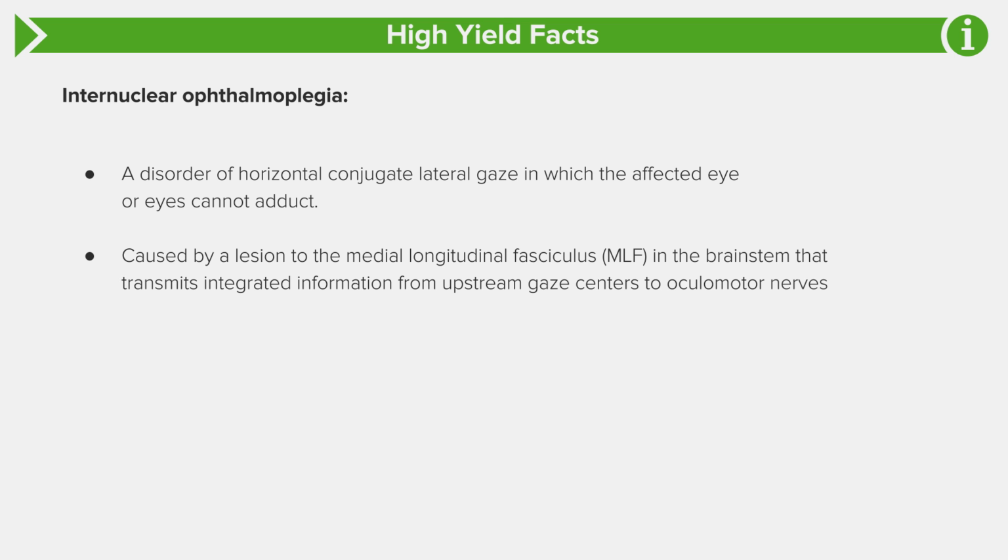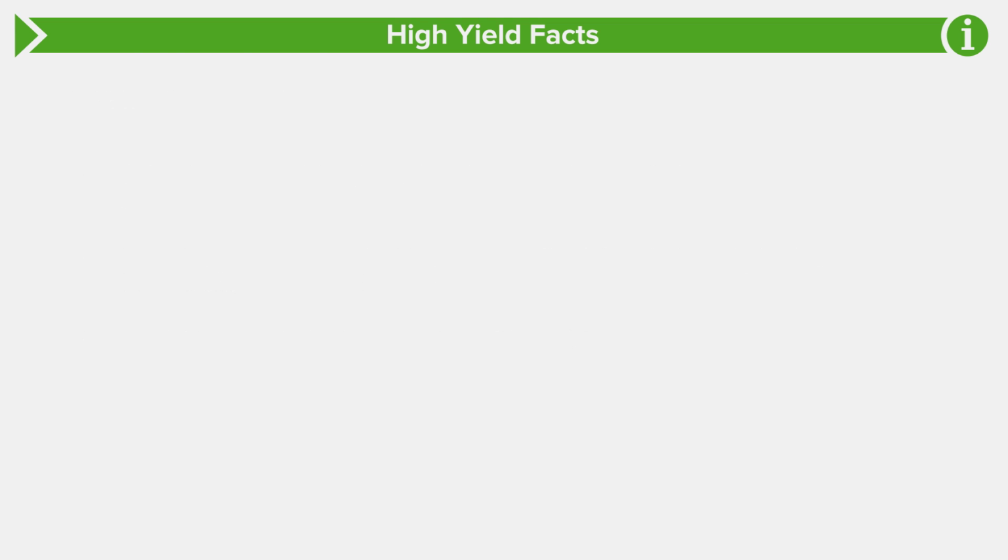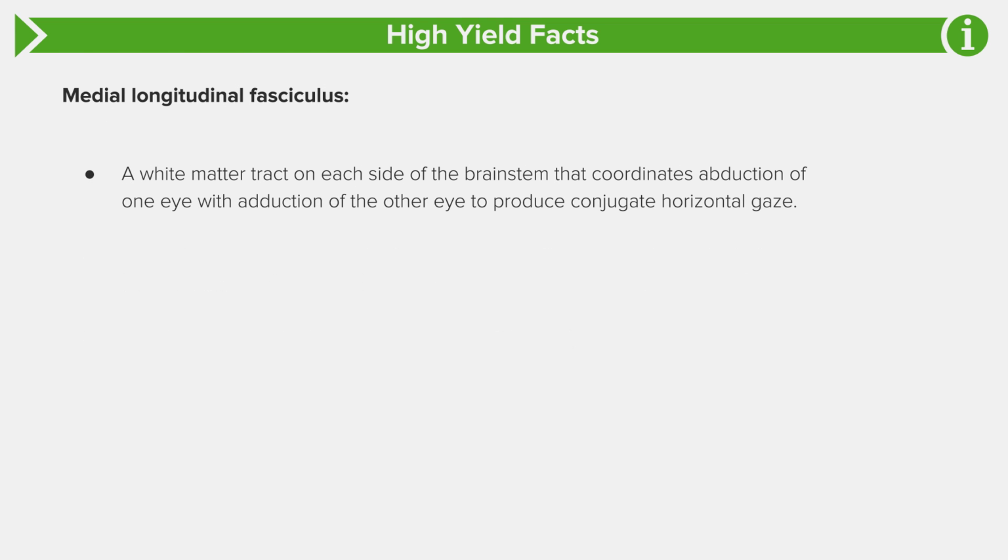It's caused by a lesion to the MLF, or medial longitudinal fasciculus, in the brainstem that transmits integrated information from upstream gaze centers to the oculomotor nerves. In MS patients, very important to know, the lesions to the MLF tend to be bilateral. The MLF is a white matter tract on each side of the brainstem that coordinates abduction of one eye and adduction of the other eye to produce conjugate horizontal gaze.